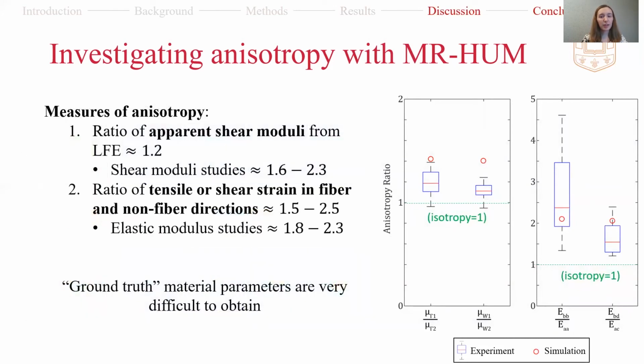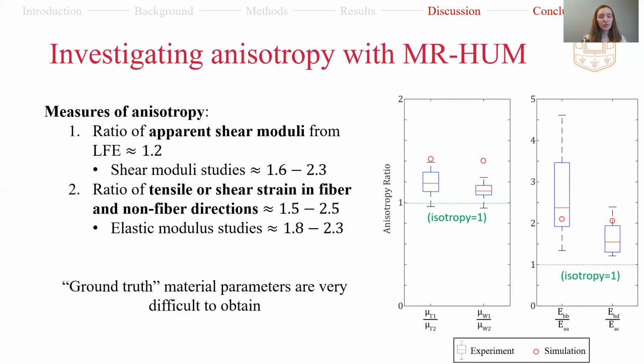The two measures of mechanical anisotropy shown are not equivalent. The anisotropy ratios of apparent shear moduli from LFE are comparable to ratios of shear moduli from previous muscle tissue studies using other methods. In contrast, the ratios of strain in fiber and non-fiber directions from MR-hum are close to the previous studies that calculated ratios of elastic moduli.